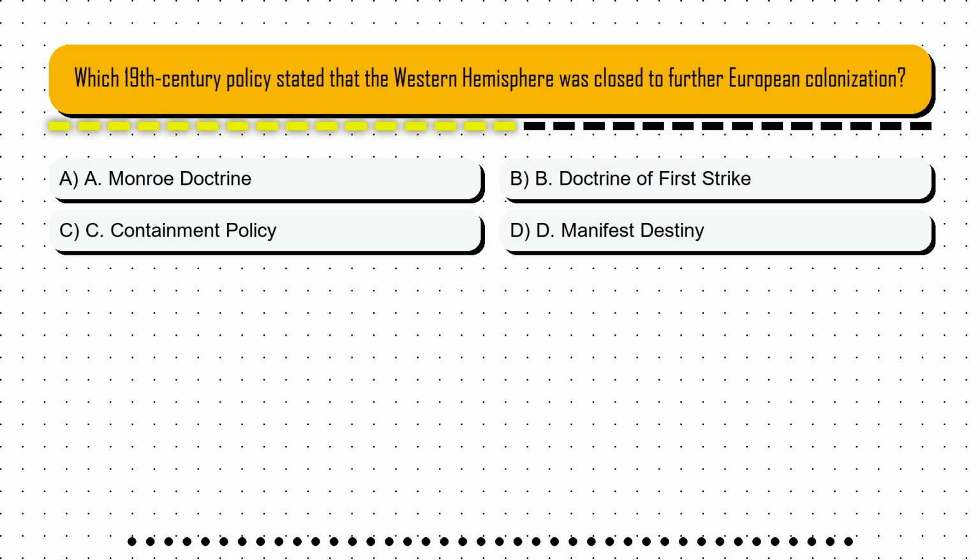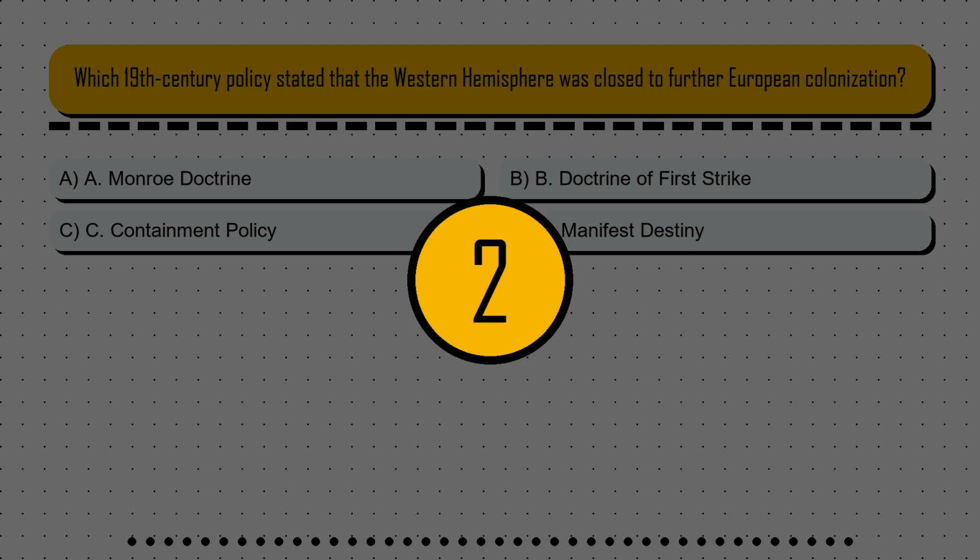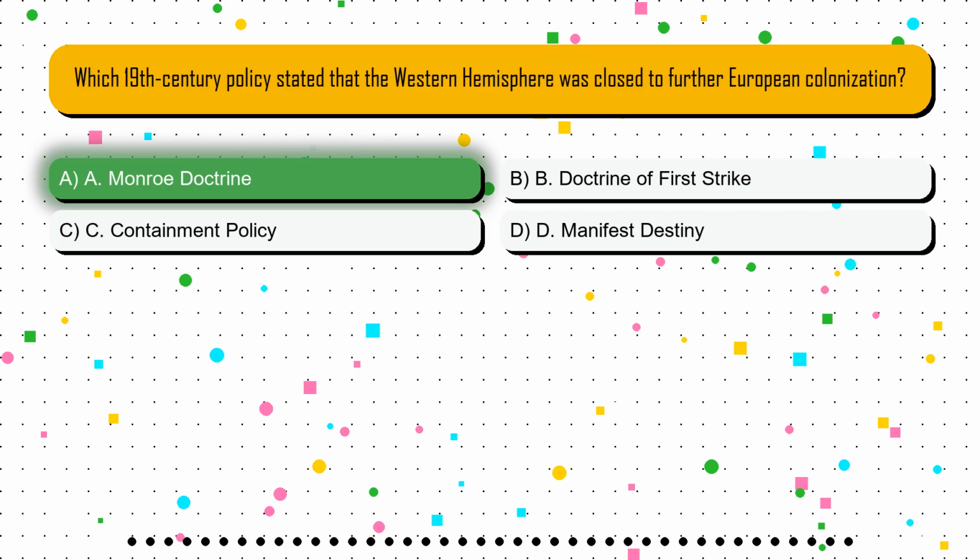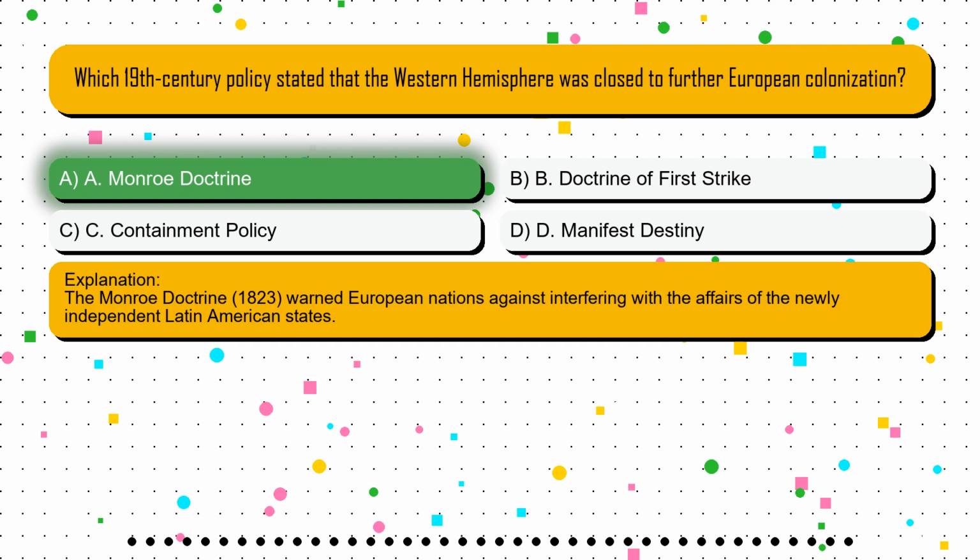Question 2. Which 19th-century policy stated that the Western Hemisphere was closed to further European colonization? Option A. Monroe Doctrine. Option B. A doctrine of first strike. Option C. Containment policy. Option D. Manifest destiny. The correct answer is option A. Monroe Doctrine. The Monroe Doctrine, 1823, warned European nations against interfering with the affairs of the newly independent Latin American states.